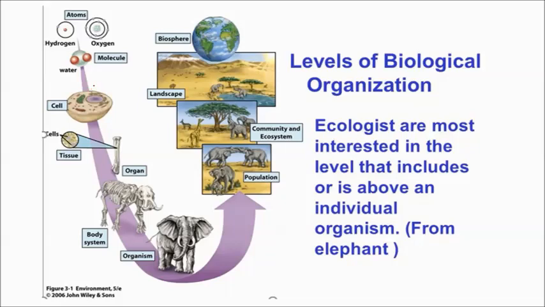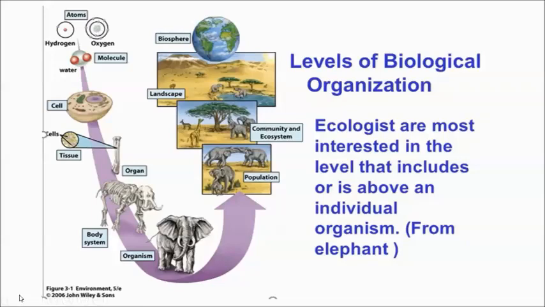So next to that is the tissue. Cells make up tissues. Tissues make up organs. And organs make up organ system or body, no? Body system. And then organisms consist of organ systems. And then, so from the organism up, ecologists are most interested in the level that includes or is above an individual organism. So from elephant to biosphere, yung interest ng ecologist.